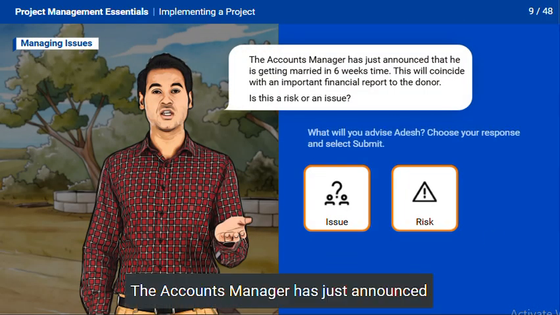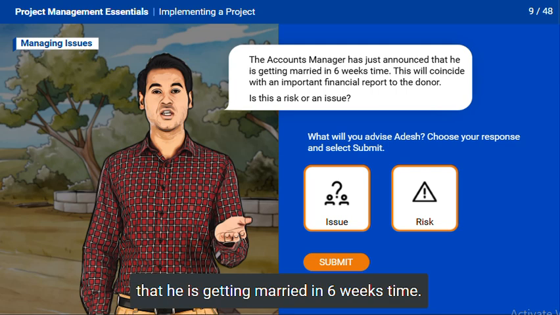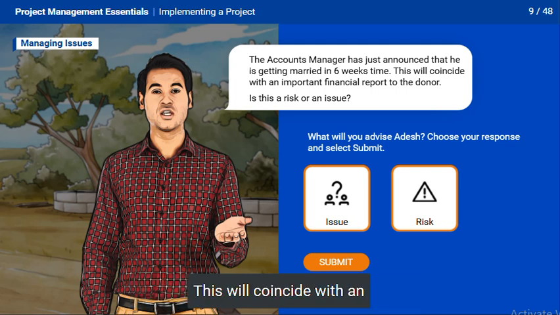The accounts manager has just announced that he is getting married in 6 weeks' time. This will coincide with an important financial report to the donor. Is this a risk or an issue?